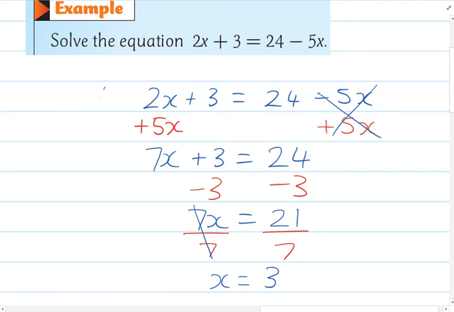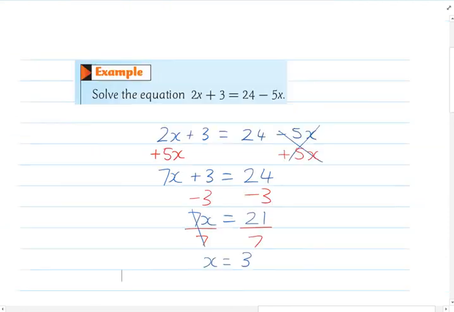Okay, so make sure you follow that style of working that I've written there, where you're working down the page, and I'll be checking books to make sure that that's the case.